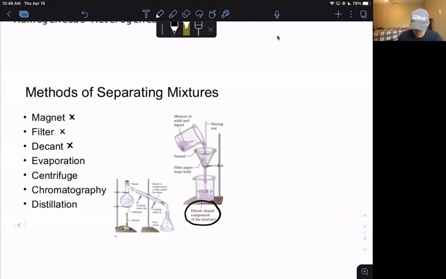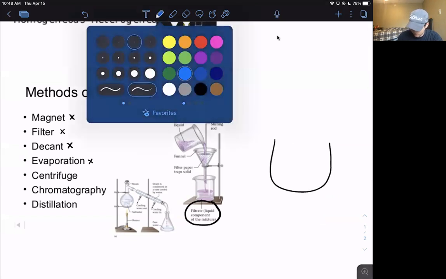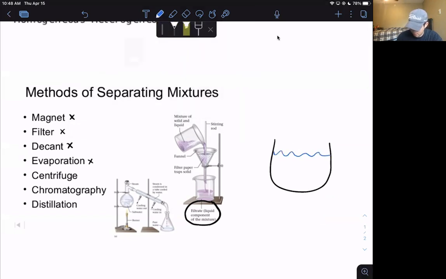Moving down the list, we have evaporation. Evaporation is if you have maybe some salt water and you heat it up and all of the liquid evaporates and all you're left with are just the solids that were originally dissolved in the liquid.